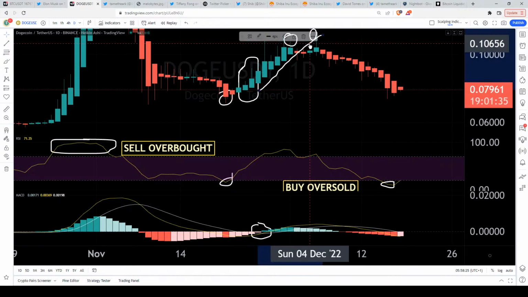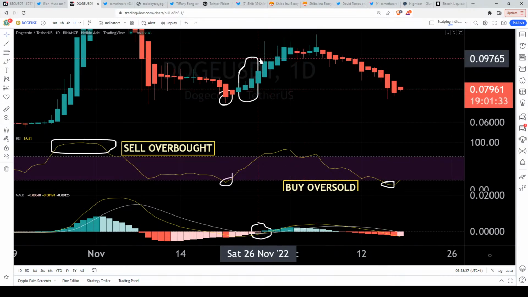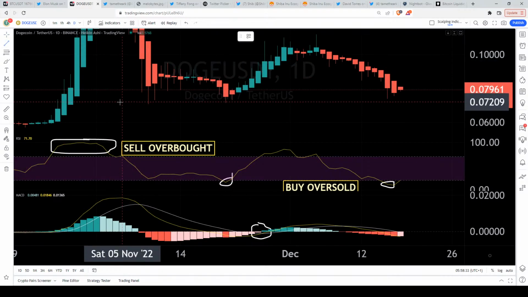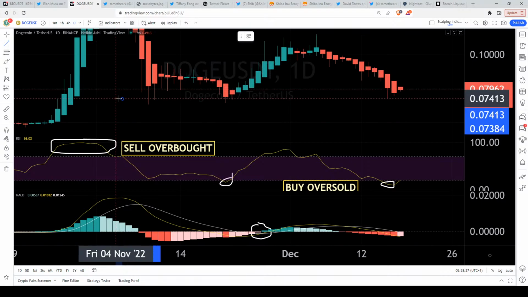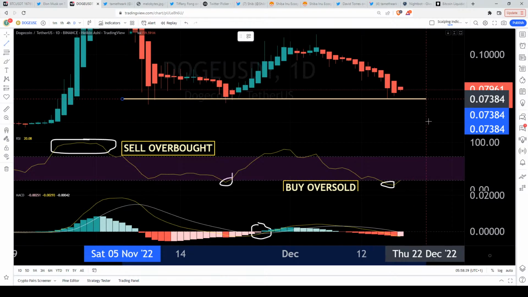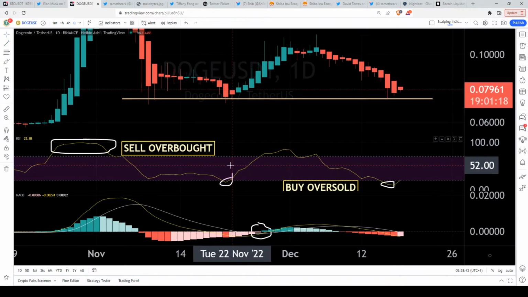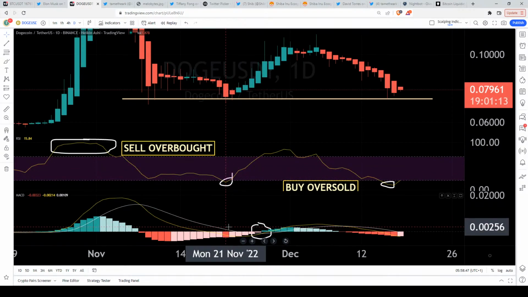Let's look at the wicks real quick right here for Doge. This is a nice strong support for Doge at this level. We can even push up a little bit more because we know the wicks will go down all the way because of liquidations most of the time. So we have the relative strength index indicator. We have the moving average convergence divergence indicator.